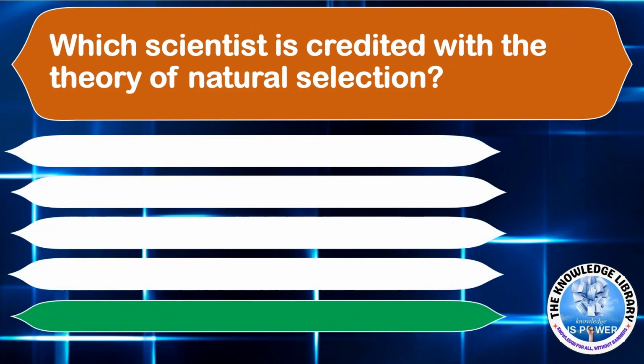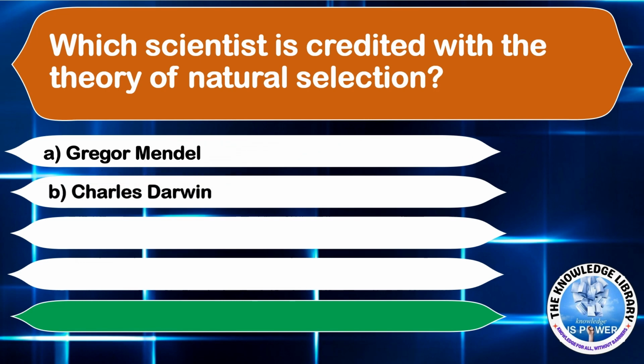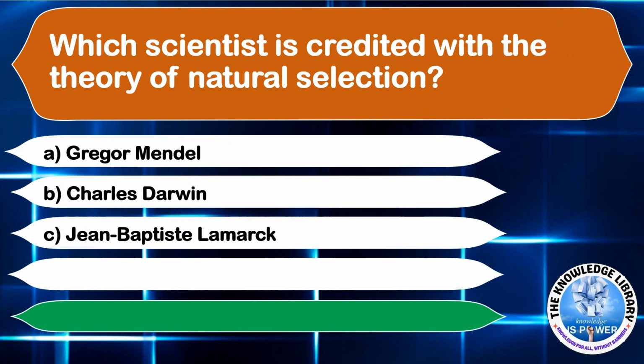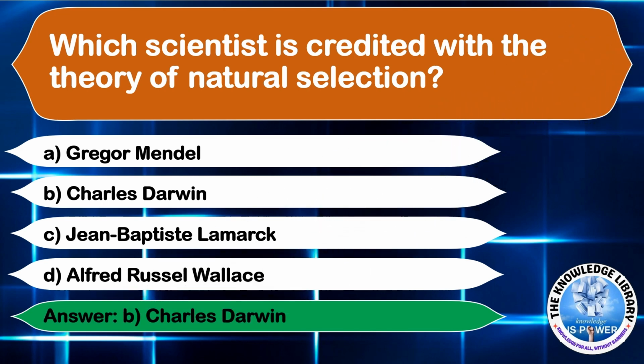The next question is, which scientist is credited with the theory of natural selection? Option A, Gregor Mendel. Option B, Charles Darwin. Option C, Jean-Baptiste Lamarck. Option D, Alfred Russel Wallace. Answer is option B, Charles Darwin.